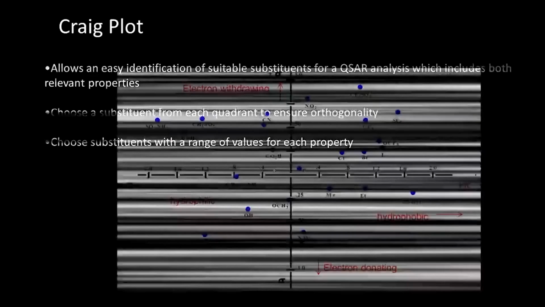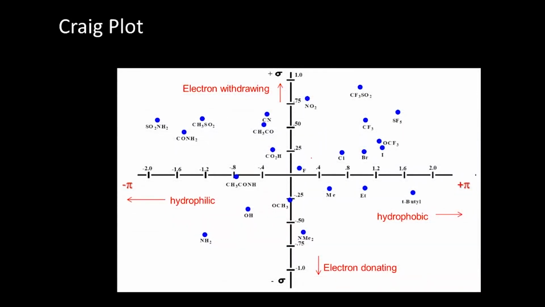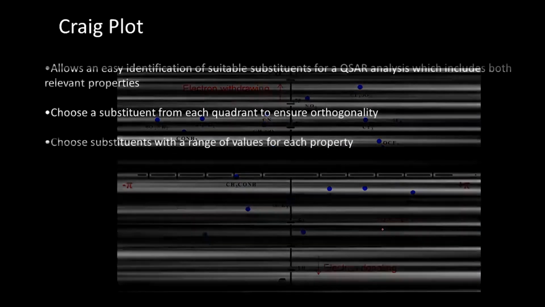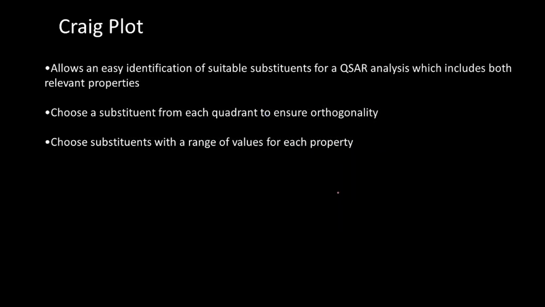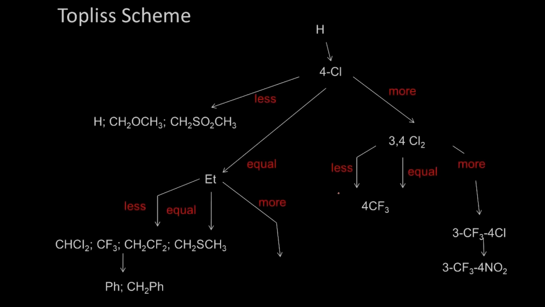Okay, so I can choose substituents say from groups here, I can choose from here, I can choose from the bottom, I can choose from this. That way I will keep orthogonality. And also I can choose one low, one high, one low, one high. So I can get the range also into the picture. Okay, range of values. So that's the advantage of that particular figure.